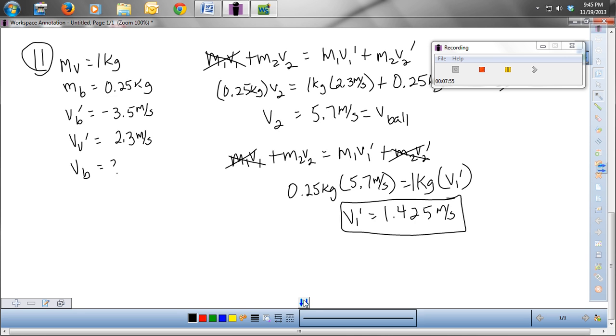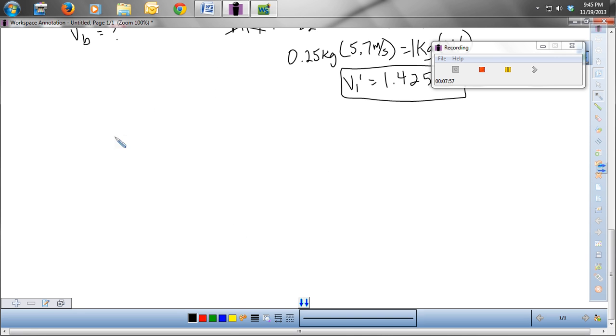Okay. That leaves me number 12 and 13. Sorry. Let's do 12 first, and then we'll come back to 13. So 12 said that we had an astronaut sent to repair a 800 kilogram shuttle. So the mass of the shuttle is 800 kilograms. The mass of the astronaut and the vehicle that he's in, which is called an MMU, I think it is. Yes. The mass of the MMU is 500 kilograms.